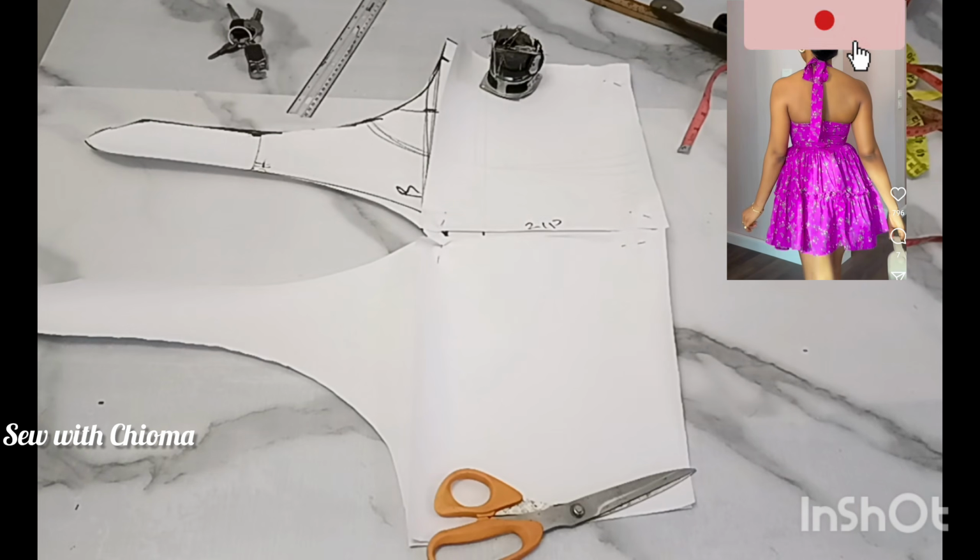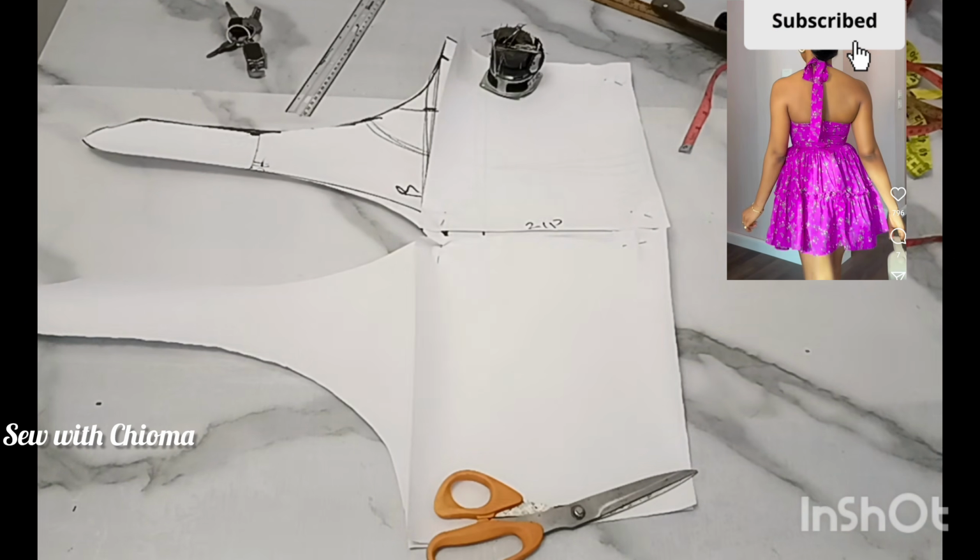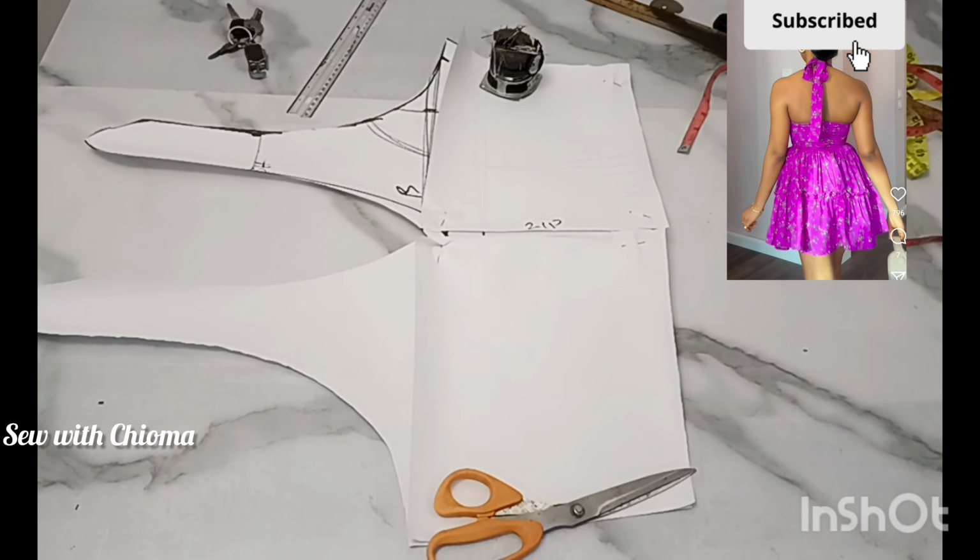Finish it properly using lining. The back you can decide to use facing depending on the fabric you're using and the thickness.